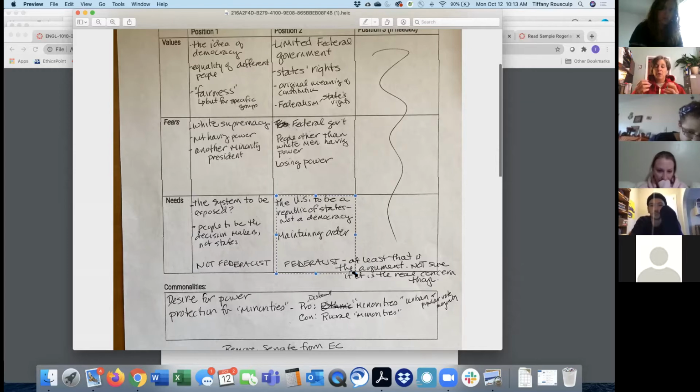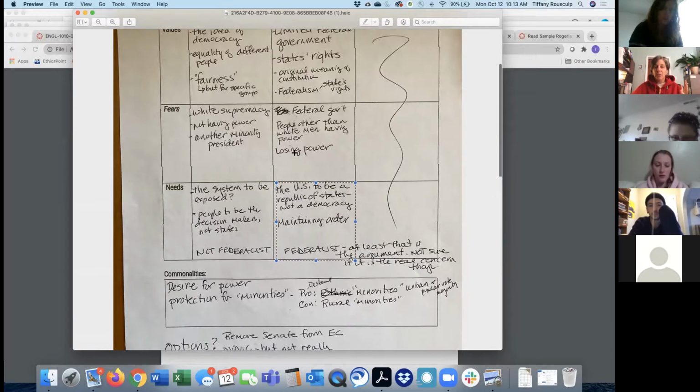And so, because the US is not a straight democracy in terms of how it picks the president, it's a republic, meaning that we pick electors and then electors pick the president. And they also have a really strong need for maintaining order, okay?